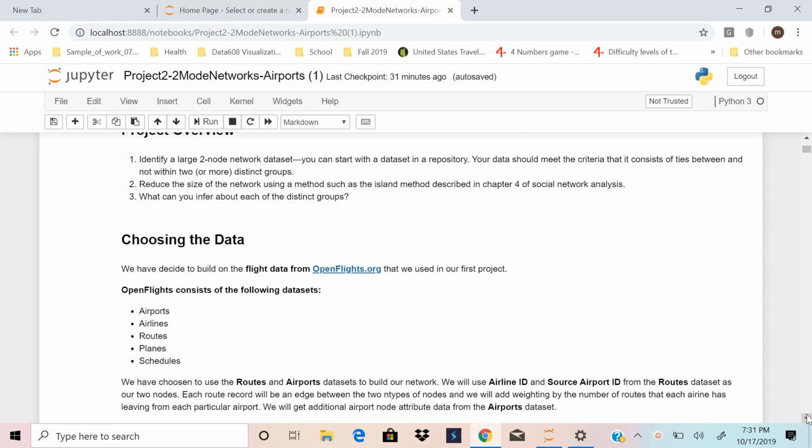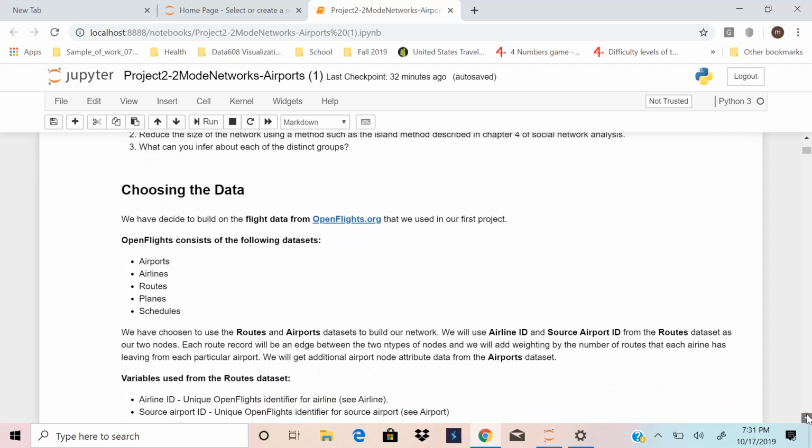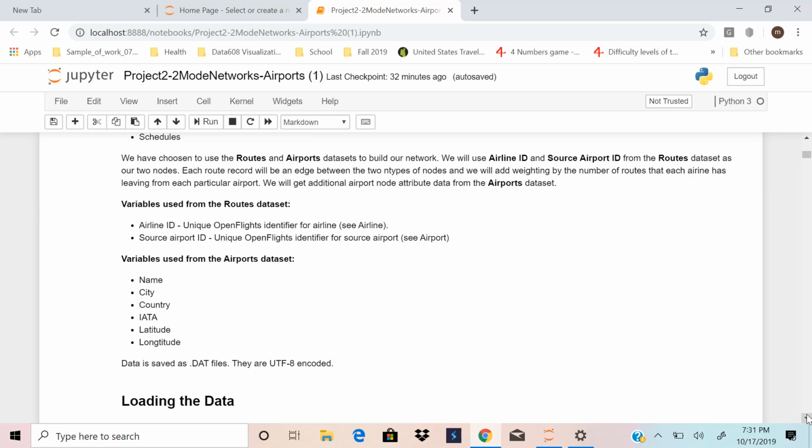We decided to use the same dataset that we already used in project 1. It's a dataset of airports, airlines, and different routes and planes and their schedules. So we focus on airlines. Before, we focused mostly on airports and routes, but now we're going to focus on two different node types, which are actually two groups of unconnected nodes. There are different types of airlines that don't relate to each other. They are all separate airlines, and then we have airports.